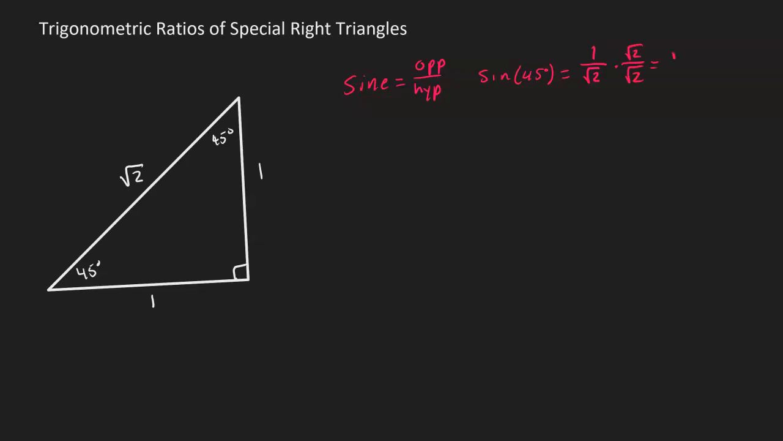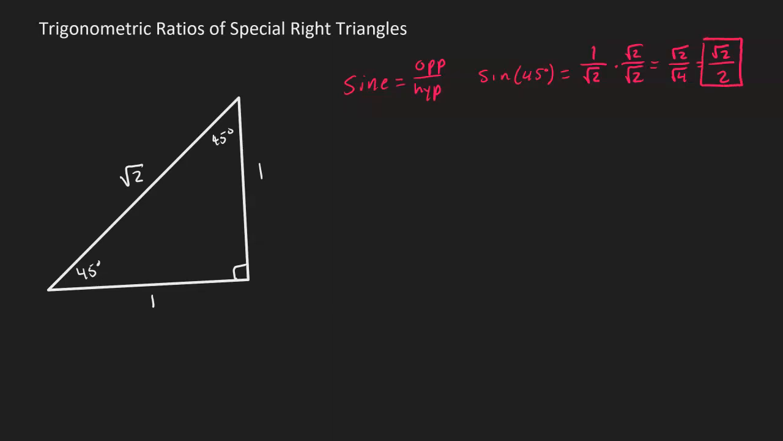1 times rad 2 is just rad 2. Rad 2 times rad 2 is rad 4. I can't simplify rad 2 any further, so I leave it as rad 2, but rad 4 is a perfect square, so it just becomes 2. So sine of 45 degrees becomes rad 2 over 2.